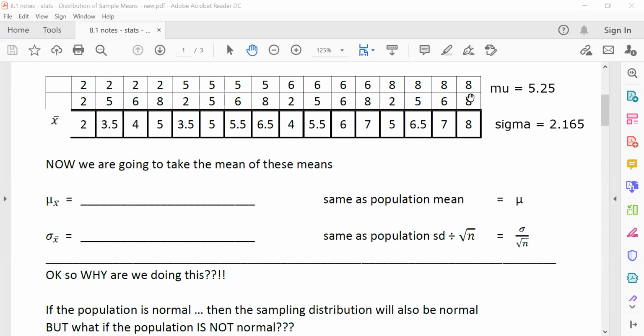If we take the average value of this, it turns out, and it's pretty cool, that the average of all these averages is 5.25. So the average sample average is the exact same as the original population average we started with.